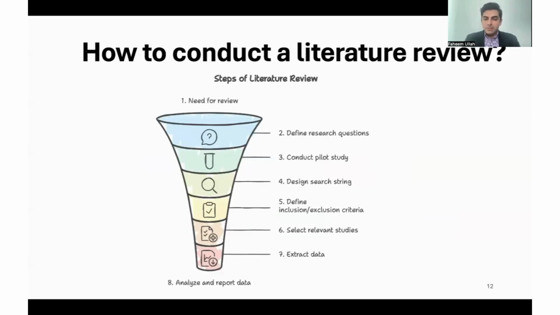Now, the main part of this webinar is how to conduct a literature review. So these are the main steps. We first need to identify the need for review, then define the research questions, then conduct a pilot study, design the search string, define inclusion and exclusion criteria, select relevant studies, extract data, analyze, and report data. In the next 10-15 minutes, I will talk about each of these steps, and how we can work on each of them within the methodology of a literature review.